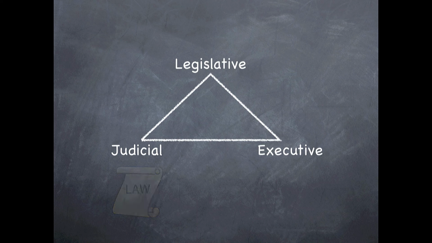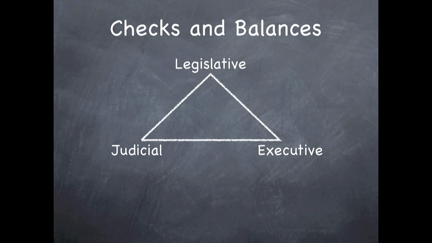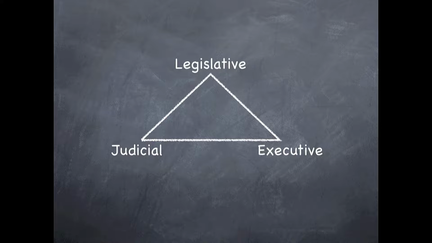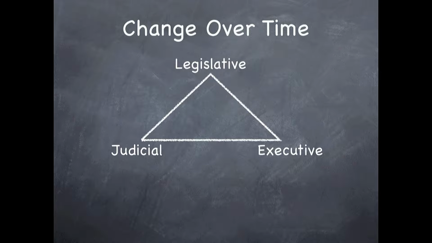When the three branches of government work together, check on each other, and balance each other out like this, it's known as a system of checks and balances. For a more detailed explanation of checks and balances, check out another video. While the Constitution has remained the same, in terms of which powers the three branches have, the assertiveness of each branch has fluctuated over time.